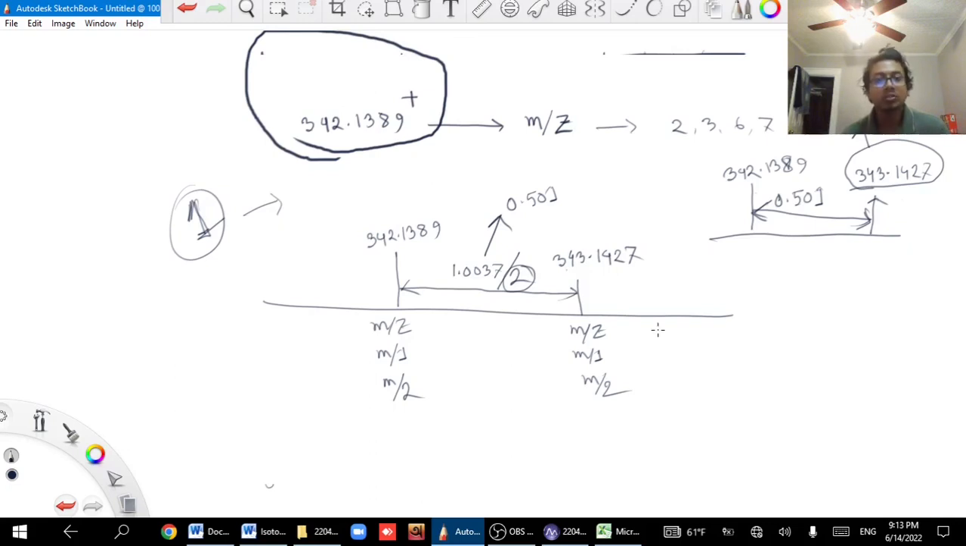So yeah, these things you need to remember to find the exact, or I think best fit, of that mass. Sometimes it is very difficult to find for more than 500 m/z values. So remember, brace yourself. I think you can do that. Yeah, of course you can do that. Thank you so much for watching.